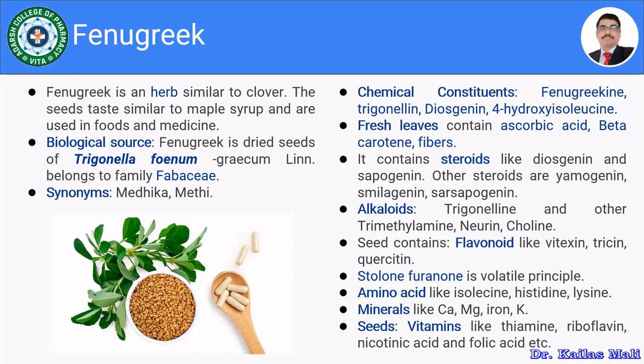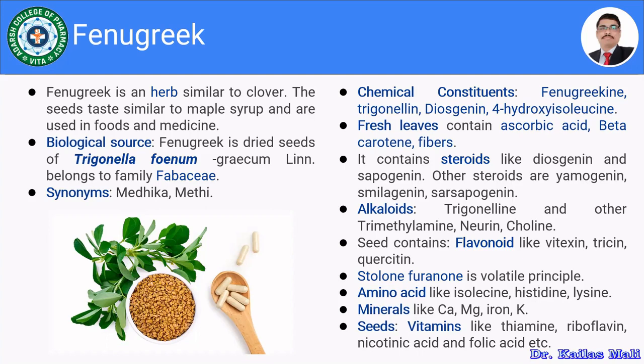Furthermore, the seed contains flavonoids like vitexin, tricin, and quercetin. Apart from the flavonoids, it contains sotolone, a volatile principle present in the seed. It comprises amino acids like isoleucine, histidine, and lysine. Then minerals like calcium, magnesium, iron, and potassium. And furthermore, it contains vitamins like thiamine, riboflavin, nicotinic acid, and folic acid.